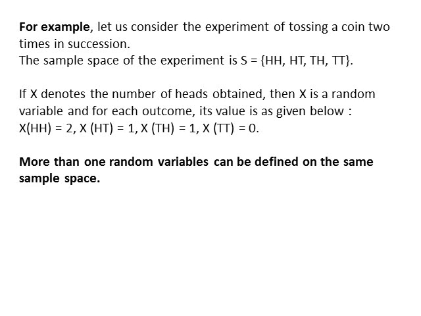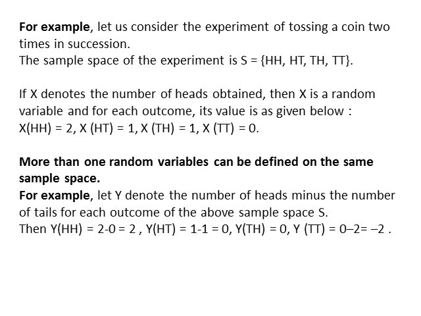More than one random variable can be defined on the same sample space. For example, let Y denote the number of heads minus the number of tails for each outcome of the above sample space S. Now, HH means 2 heads and 0 tails. So Y equals 2 minus 0 equals 2.